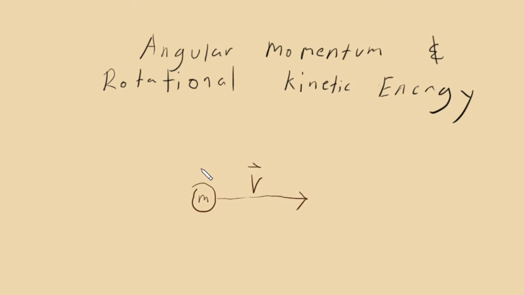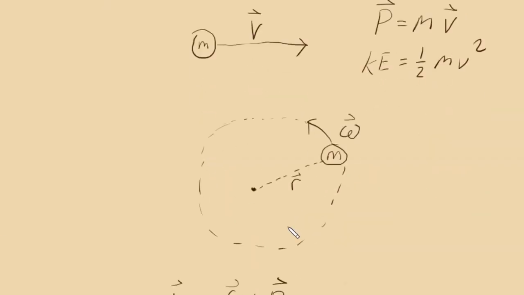So if you think back when we talked about momentum, we looked at the mass of an object and its velocity, and the translational momentum was defined as P equals mv, mass times velocity, and our kinetic energy was equal to 1/2 mv squared. The problem when we talk about rotation is we're constantly changing direction.